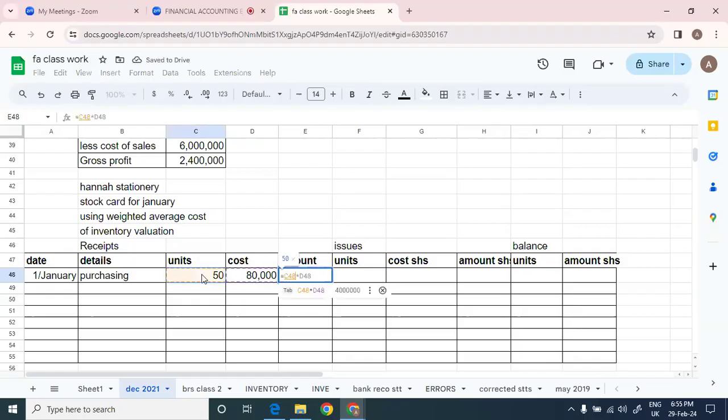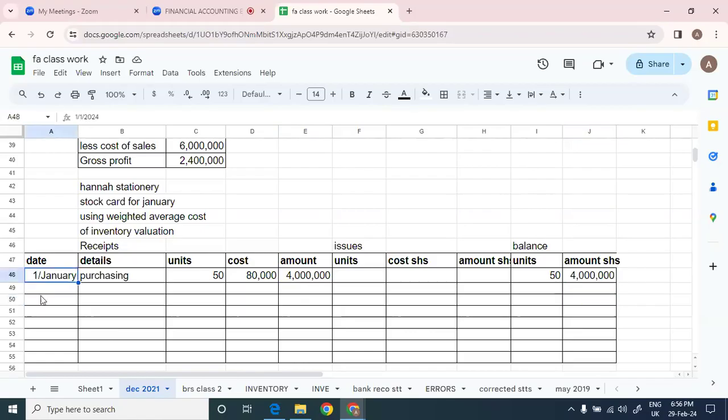Amount will be how much? 50 times 80, I get 4 million. I come to my balances here. I will have 50 and my amount, the value, will be 4 million. I hope we are together here. Yes.